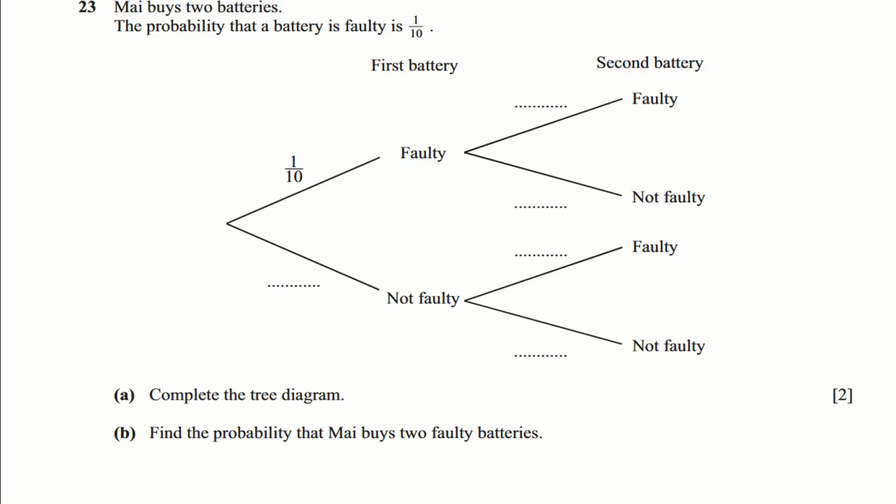23. Mike buys 2 batteries. The probability that the battery is faulty is 1/10. If the probability that the battery is faulty is 1/10, then the probability that the battery is not faulty must be 1 minus 1/10, which is 9/10. The same goes for the second battery. B. Find the probability that Mike buys 2 faulty batteries. 2 faulty batteries consecutively would be 1/10 multiplied by 1/10, which is equal to 1 over 100.